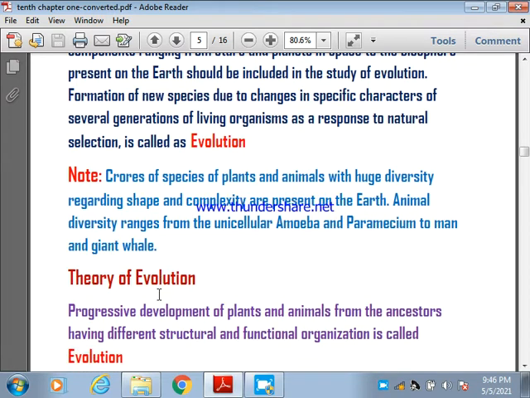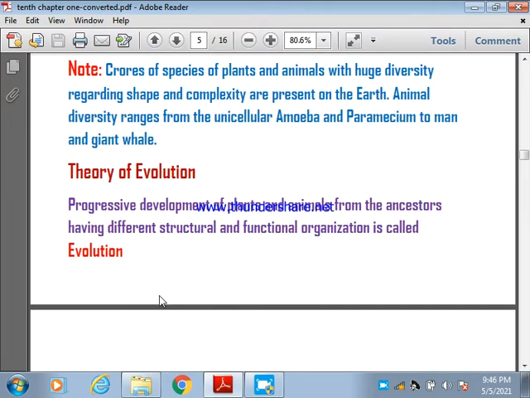Theory of evolution. Progressive development of plants and animals from an ancestor having different structure and functional organization is called evolution. Evolution means whatever changes occur from the ancestor to present times in your body, those changes are called evolution.